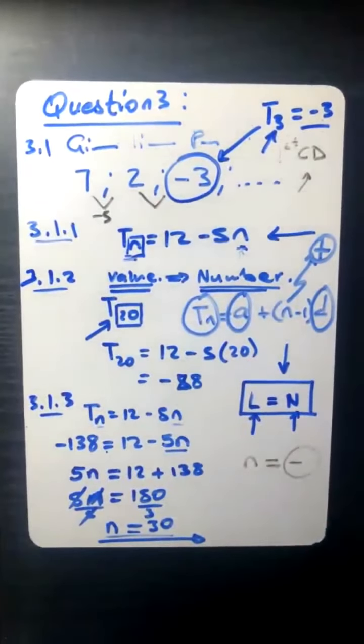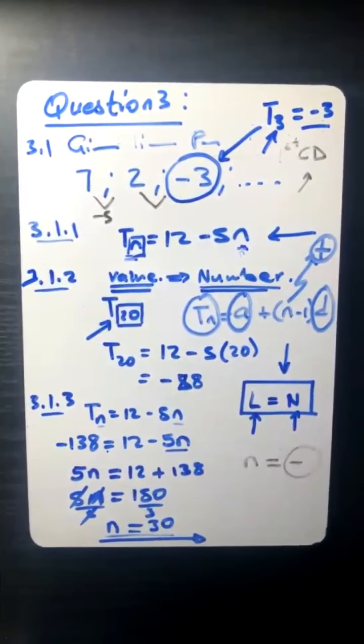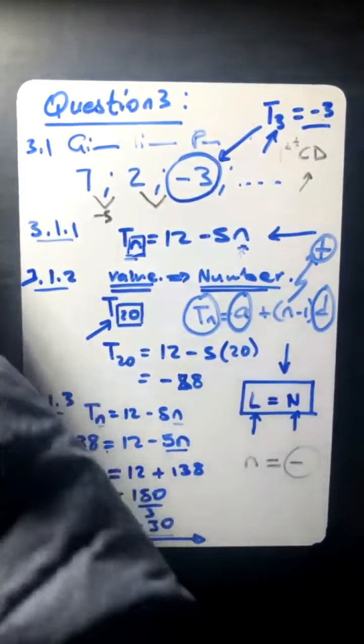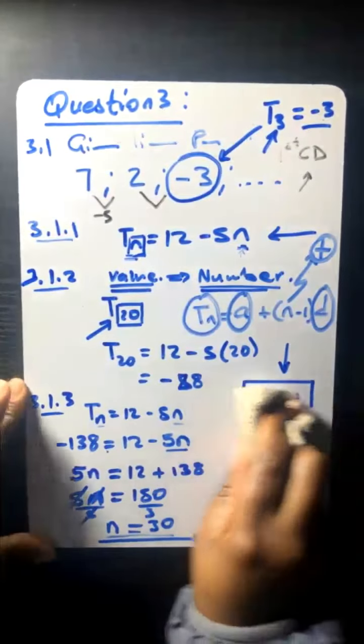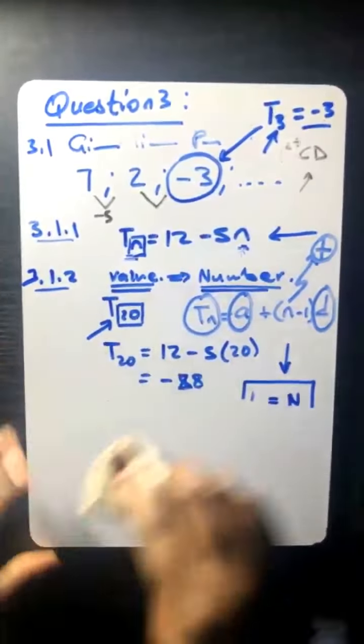So quickly, let's have a look at the next question. What is the next question saying? It says, okay, we are given something, and this is question 3.2. Remember, guys, we're still on question number 3. Let's see. 3.2. This is what we are given, ladies and gentlemen.